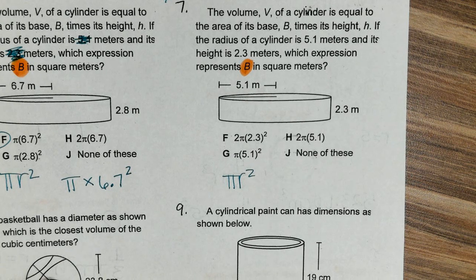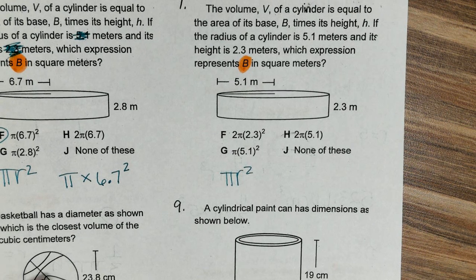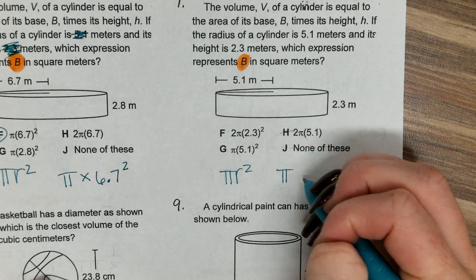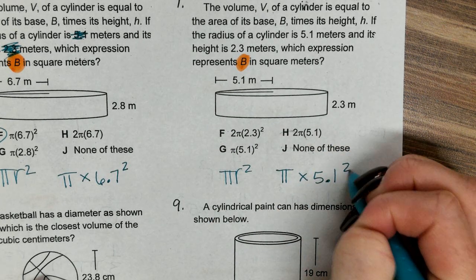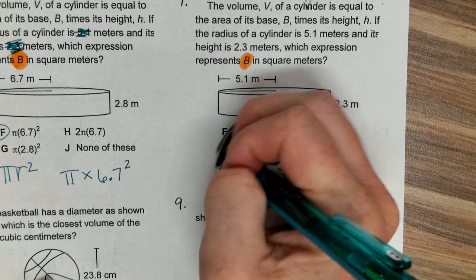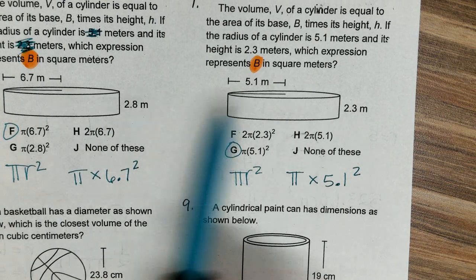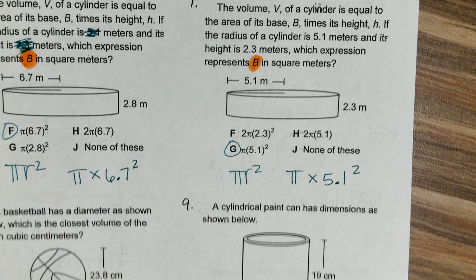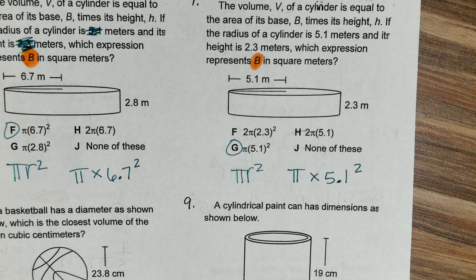Okay, did they give you a radius? Yes, what is it? 5.1. So all you had to do was pi times 5.1 squared. Which answer was that? G. Do y'all understand what these two questions were asking? Yes, because they did not ask for volume. They just wanted the big B, pi r squared.